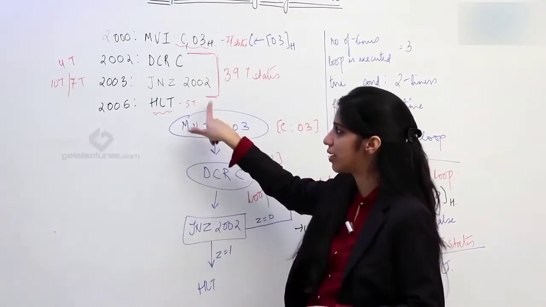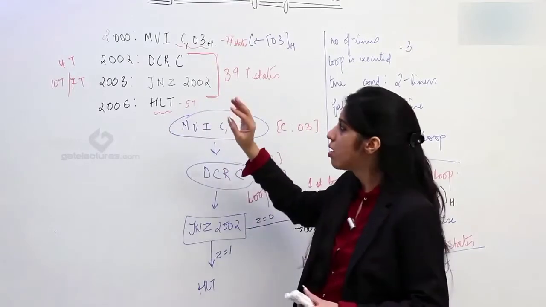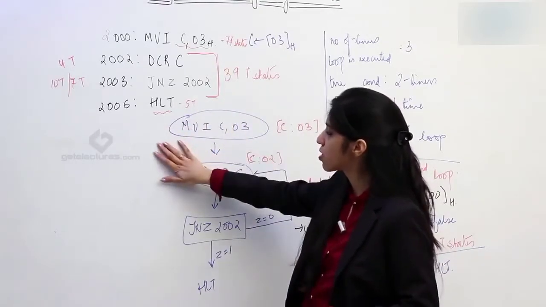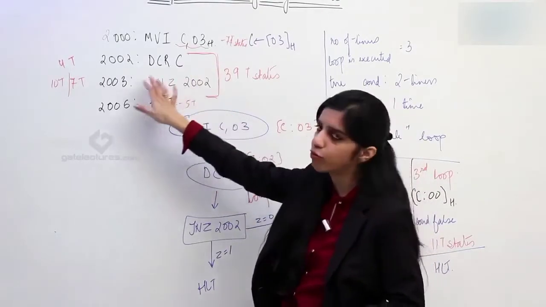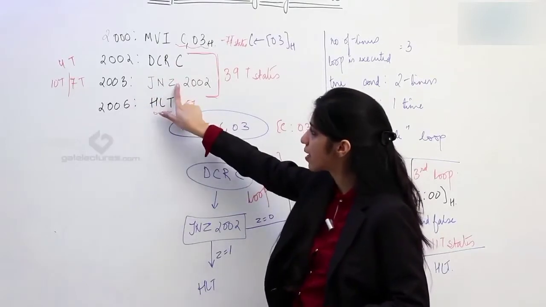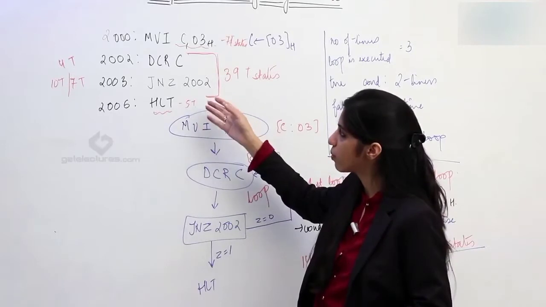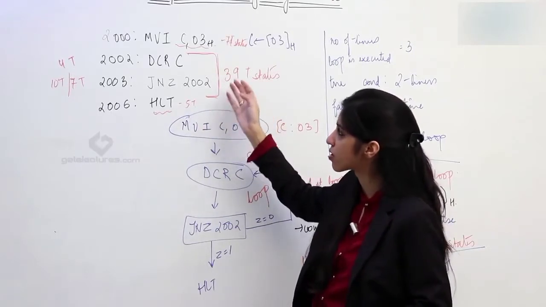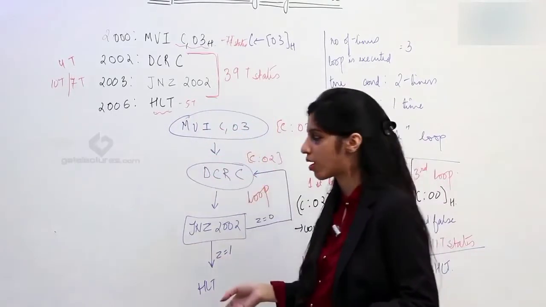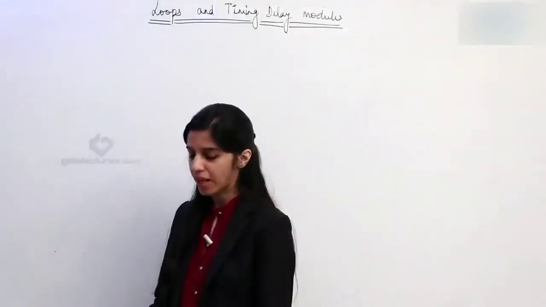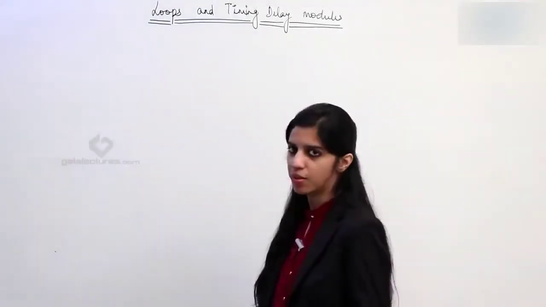We can produce a delay using this kind of program. So for now you can just understand that this is the concept of looping. By taking help of conditional jump, we can produce a loop and we can produce a timing delay module. This is how you produce a delay in a program.